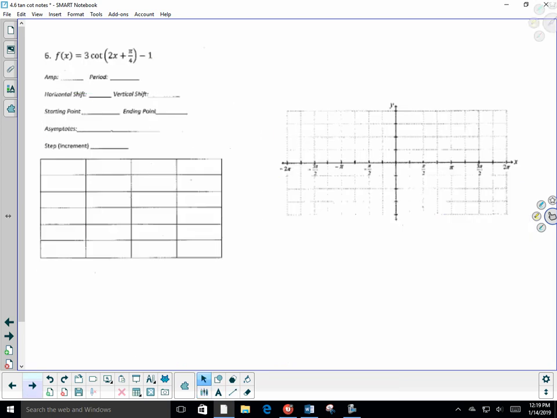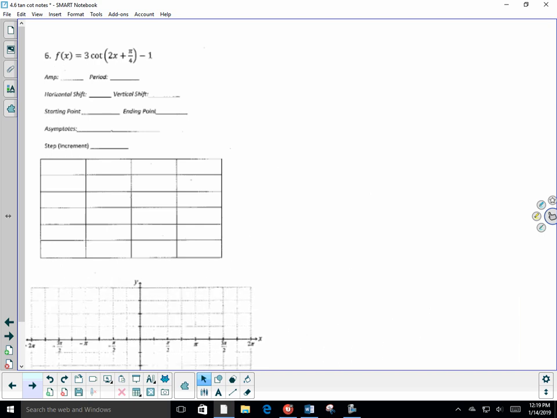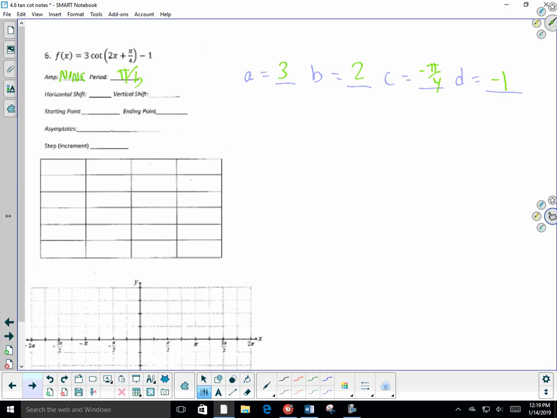And this one, I threw everything at you. There's an A, a B, a C, a D, so let's get that listed first. All right, so the A here is 3, the B here is 2, the C is negative pi over 4, and the D is negative 1. So in this case, there is no amplitude. Right, can't fool me, and the period is going to be, remember, pi over b for tangent and cotangent, so that's going to be pi over 2. All right, let's not worry about the horizontal shift. Vertical shift, we're going to say down 1.